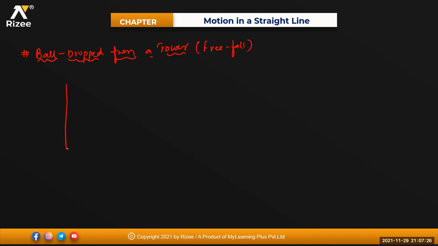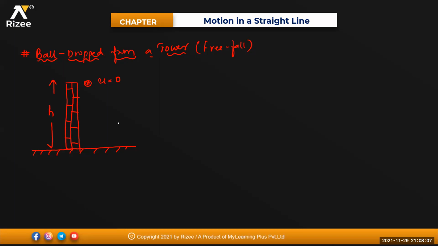Like say this is your tower. From here the body is dropped. I told you whenever we talk about dropped or free fall, the initial velocity will become 0. And this is the height of the tower, that is nothing but h. This is your height of tower. And by the time it reaches the ground, it hits with a certain velocity.